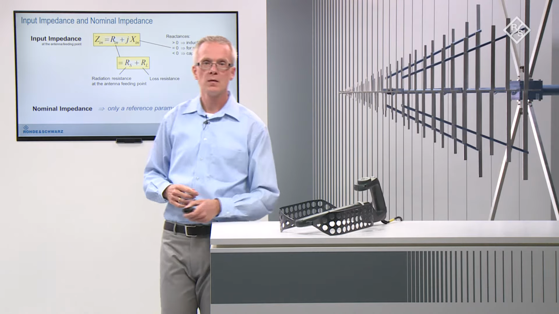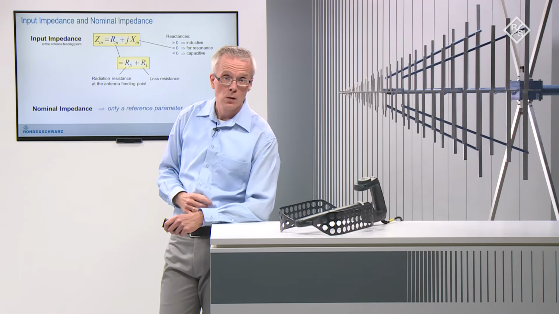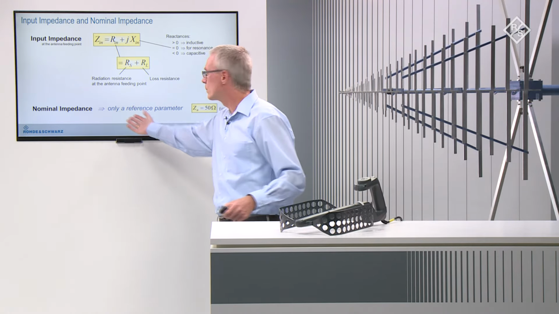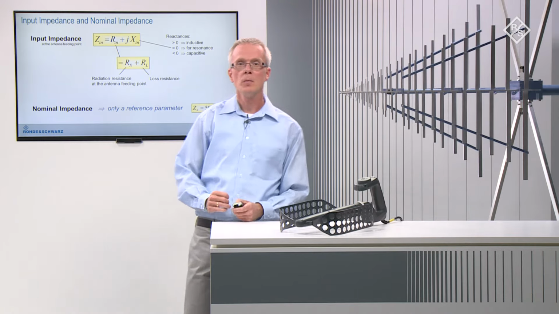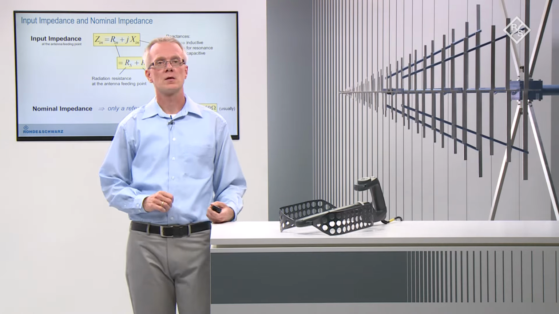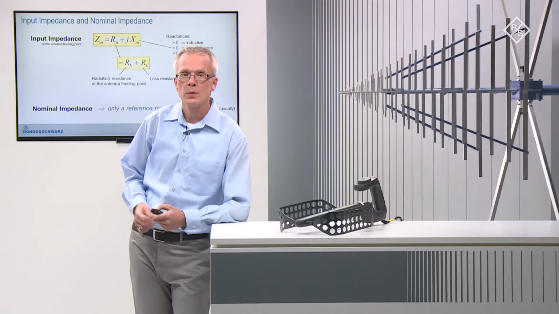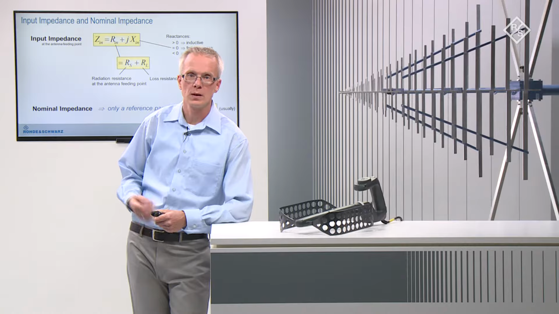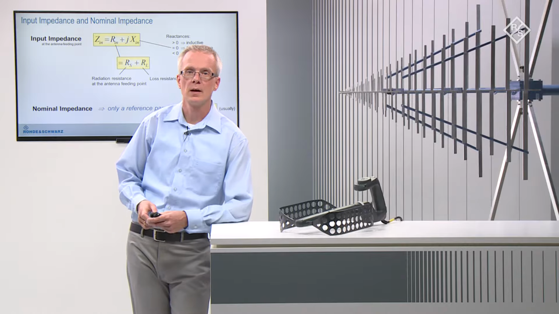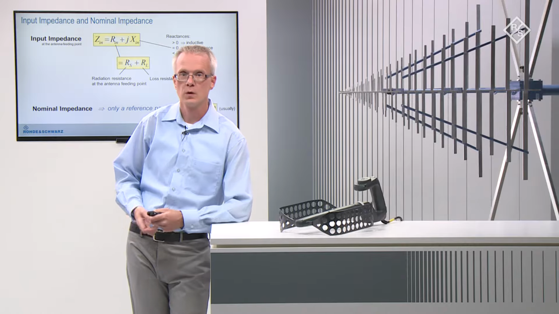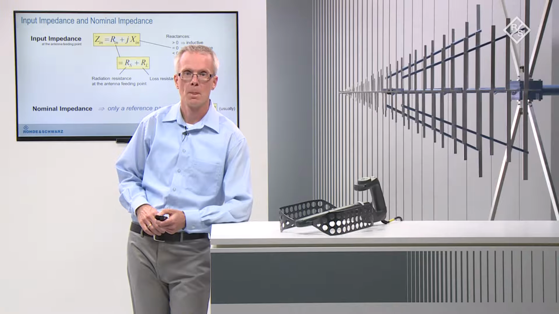The input impedance must not be mixed up with the nominal impedance of an antenna. This nominal impedance is a mere reference quantity, and usually it is specified in line with the cable impedance to which the antenna is connected, and this is usually 50 ohms.